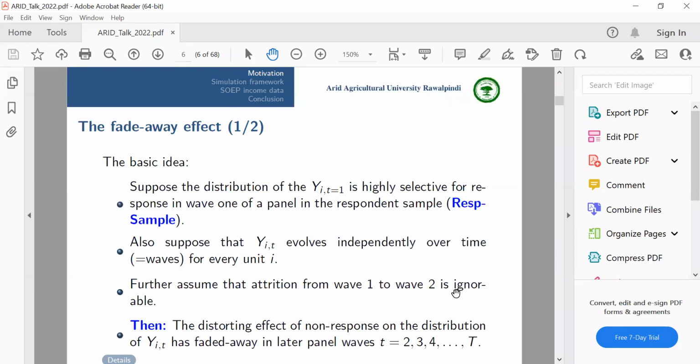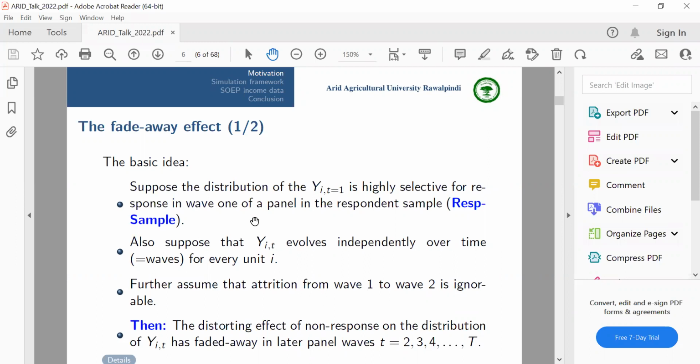So the basic idea of the fadeaway effect is that suppose we have a large population, or you can say a big sample, and the sample consists of respondents and non-respondents. In this large sample, or in the population, both the respondents and the non-respondents are present. Here we are talking about register data. For the non-respondent part, we can get their information from some register surveys.